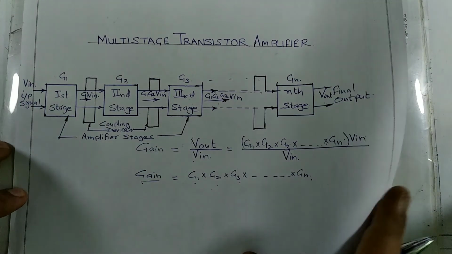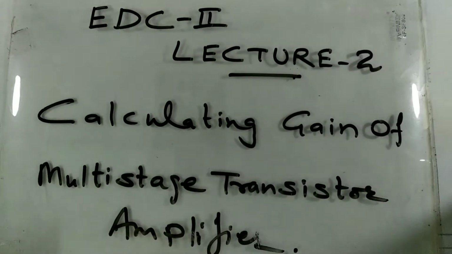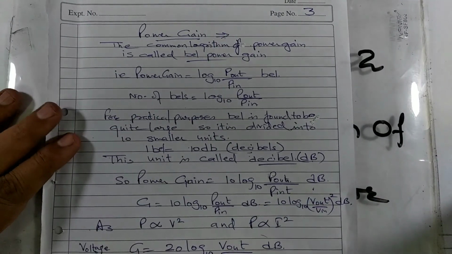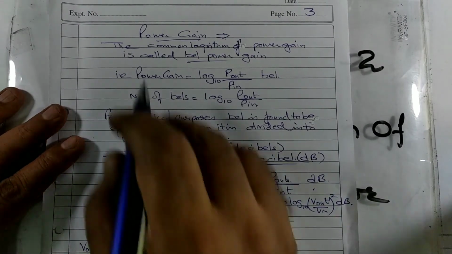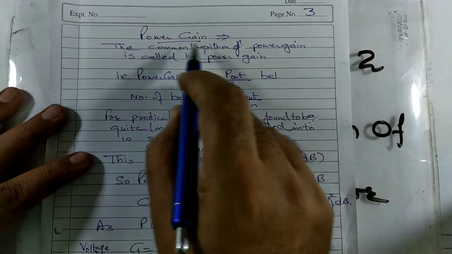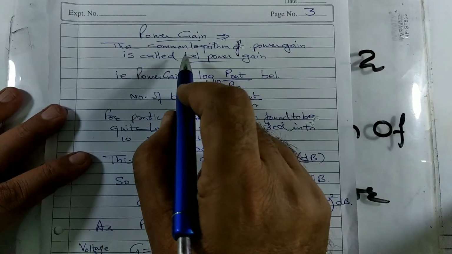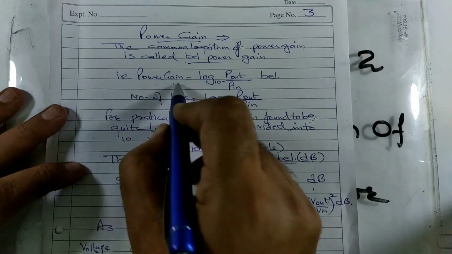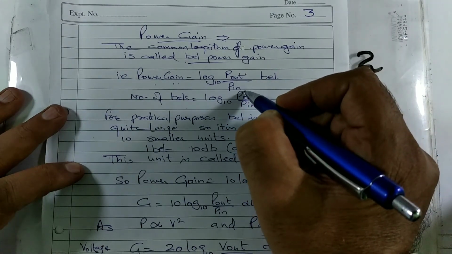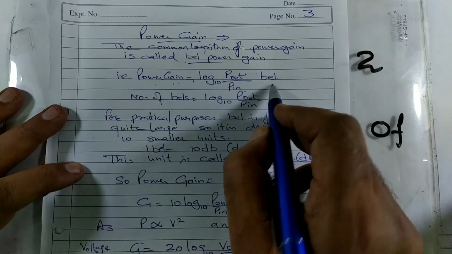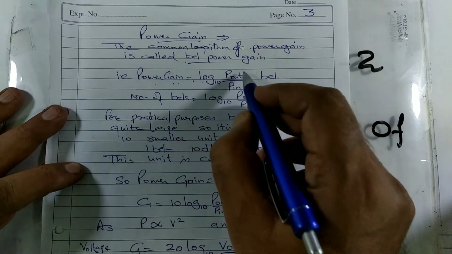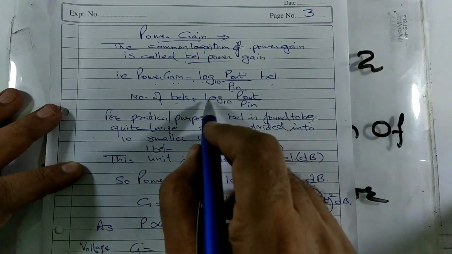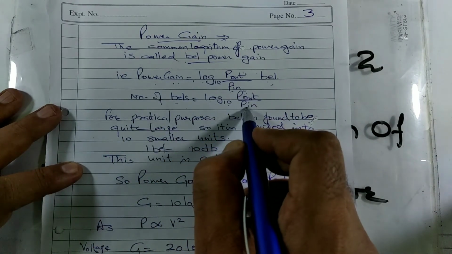Now say if we want to calculate the power gain. The power gain of the amplifier, the common logarithm of power gain is called Bell power gain. Actually the power gain is Pout divided by Pin. So in terms of Bell, it is log base 10 Pout divided by Pin bels. So the number of bels is equal to log base 10 Pout divided by Pin.